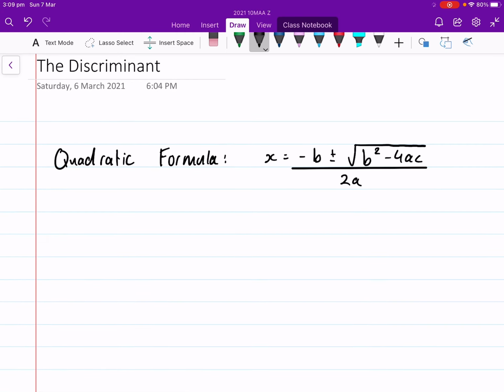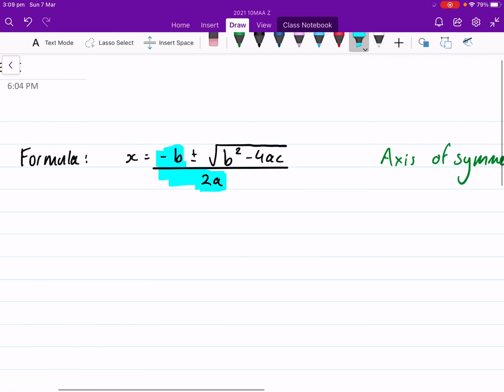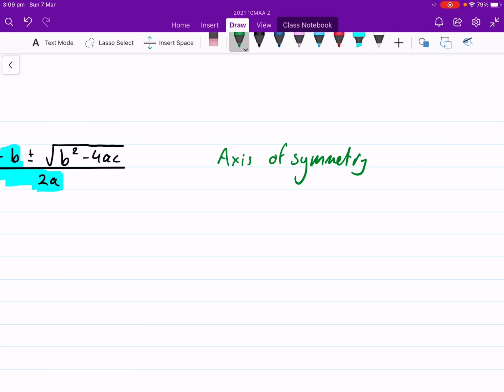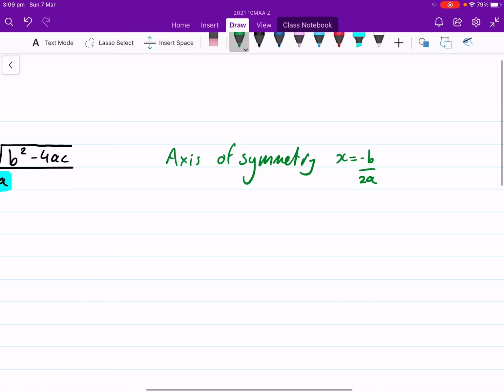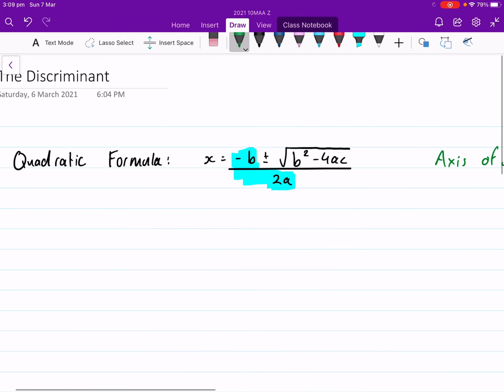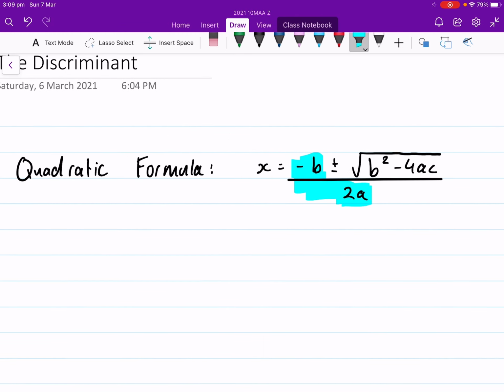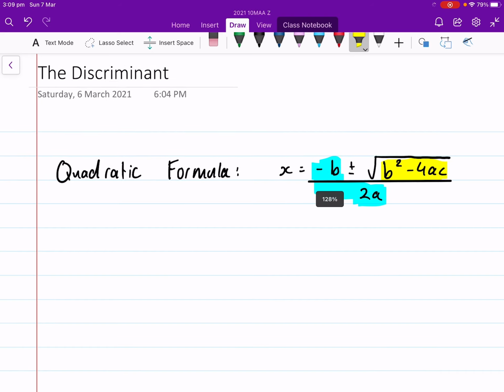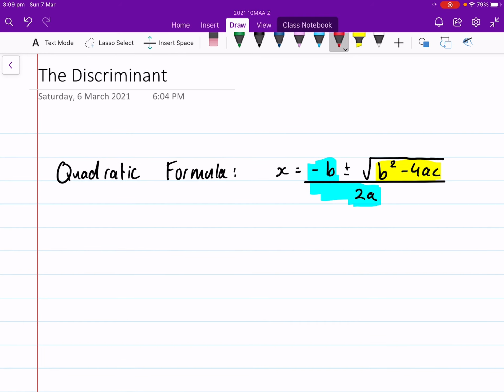So here we already know that in the quadratic formula we've got this negative b on 2a, which is what we call the axis of symmetry. Now this is a vertical line, and if we sub that value in, that'll be the x-coordinate of the vertex. But what else is in the quadratic formula? We have what's under this square root here. Okay, so we have b squared minus 4ac, and that is the discriminant.